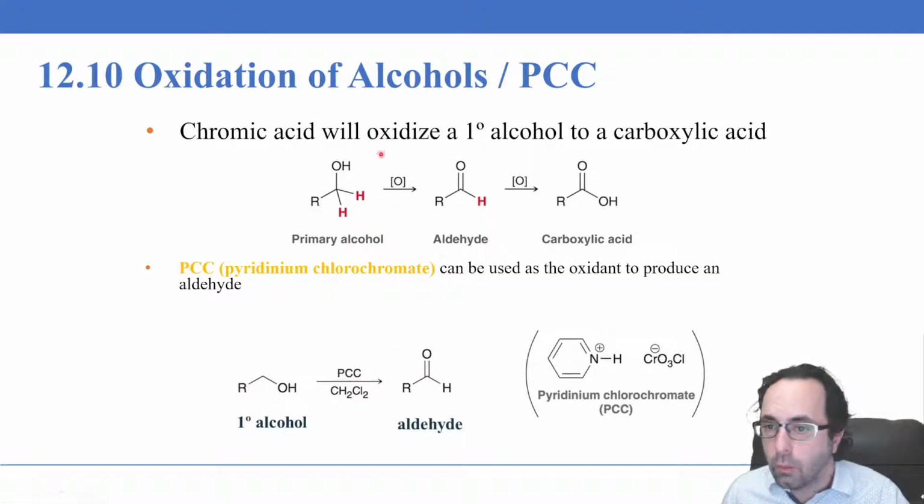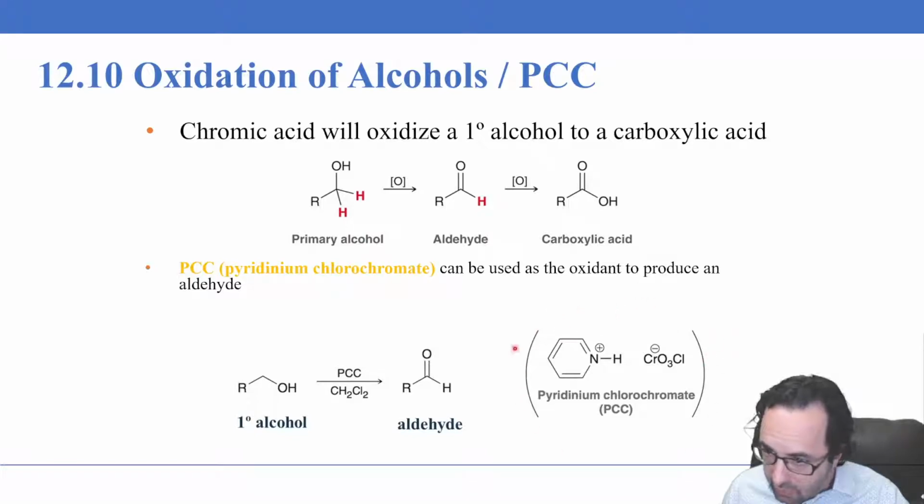So when you oxidize a primary alcohol, this is a problem with chromic acid. If you wanted the aldehyde, you're probably not going to get it, because it's going to oxidize the primary alcohol to the aldehyde, but then that oxidation will not stop, and it will go on and make the carboxylic acid. So if you want the aldehyde, what you do instead is you use a reagent called pyridinium chlorochromate.